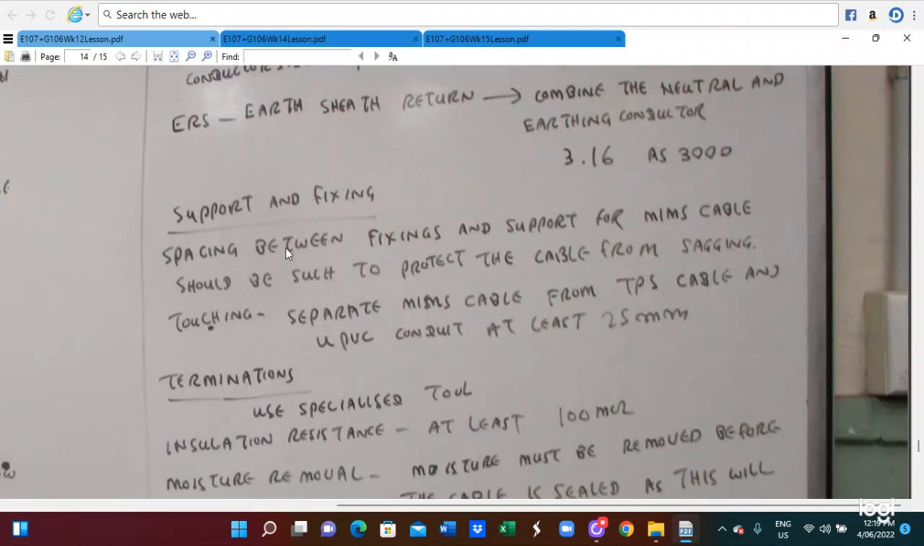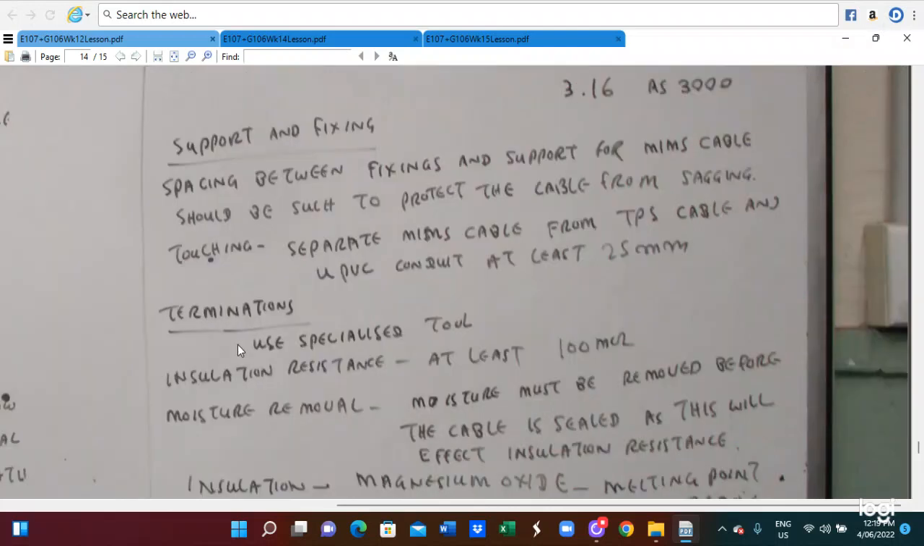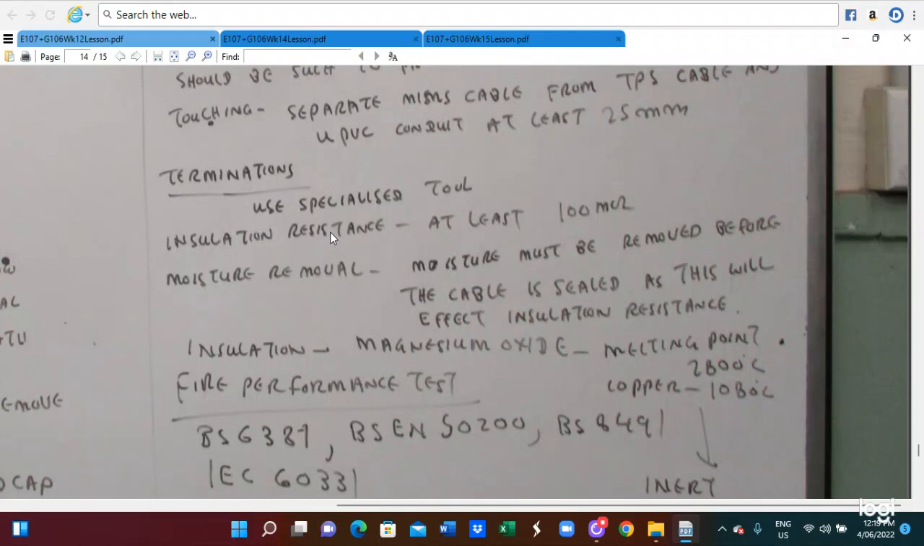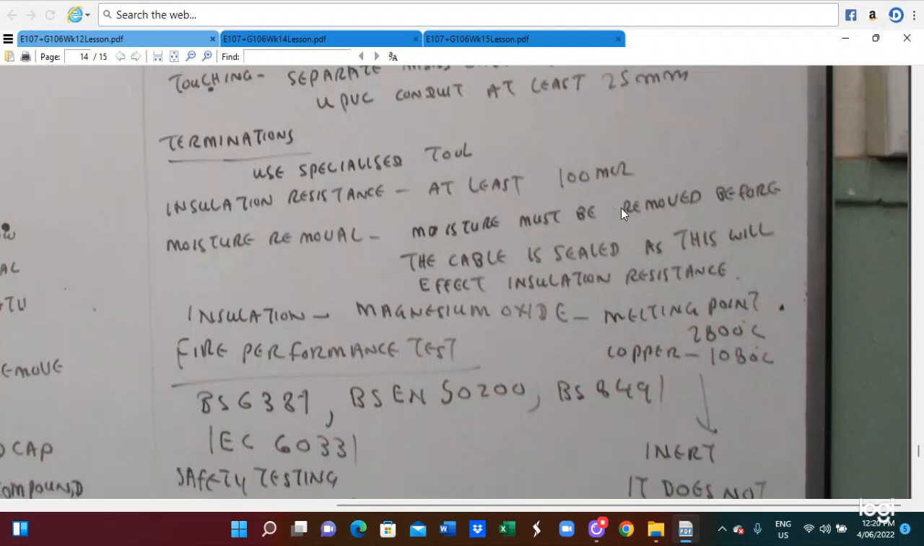We provide spoke fixing. The spacing between the fixings for the MIMS cable should be such as to protect the cable from sagging, and to separate the MIMS cable from the TPS cable and the PVC conduit by at least 25 millimeters. We have to utilize a termination method using a specialized tool. Insulation resistance is at least 100 megaohm.